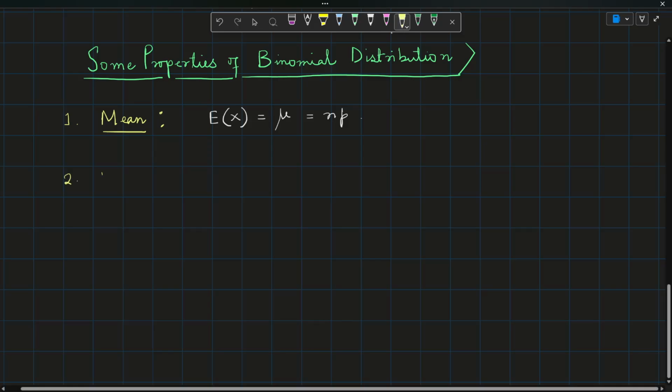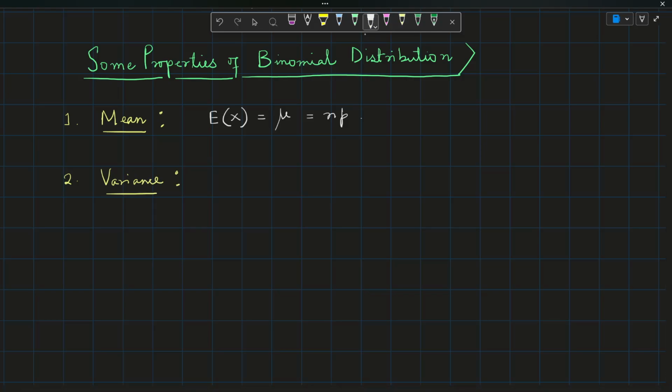Next is the variance. Variance is also denoted as the expectation of (x minus mu) whole square. This is also called sigma square, and the formula for this is npq. Remember, the p is the probability of success and q is that of the failure.